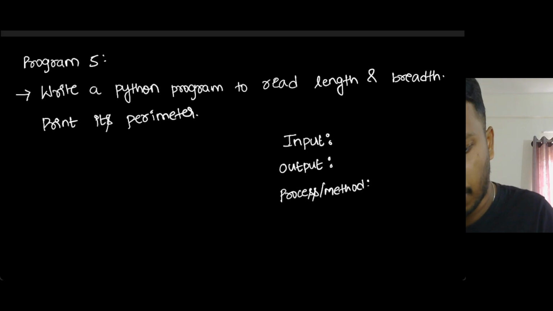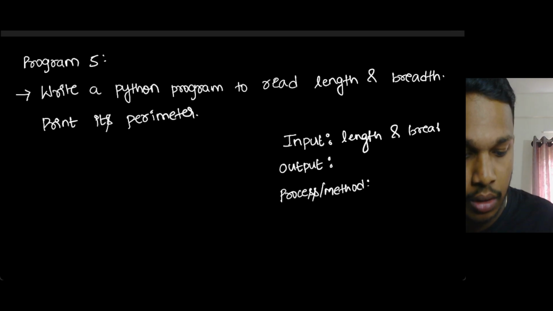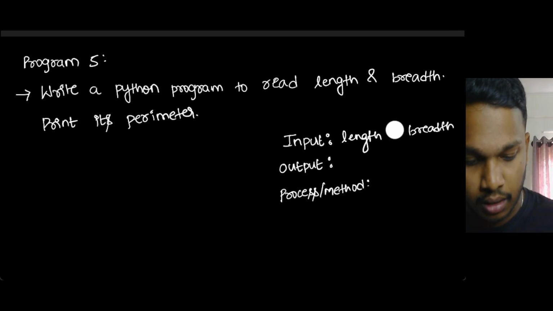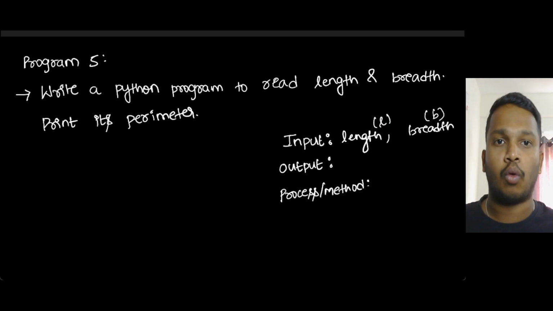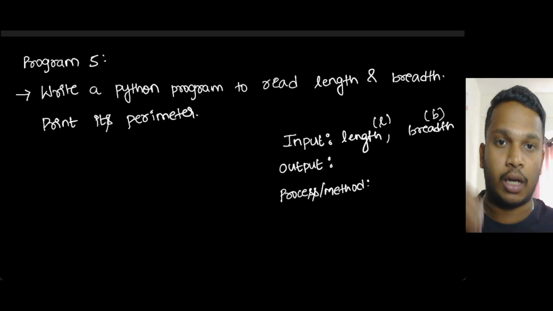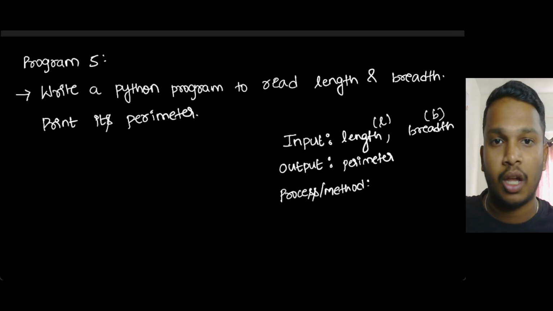So observe very carefully. What is the input? Length and breadth, basically two values. Or else we can take length comma breadth. For simplicity, I am taking length as L and breadth as B. Now, what is its output? The output is the perimeter. Print the perimeter.